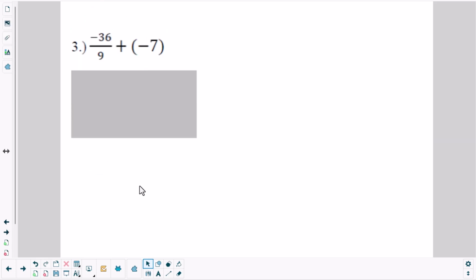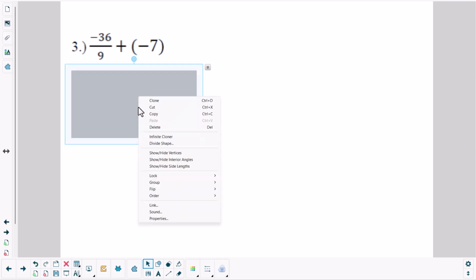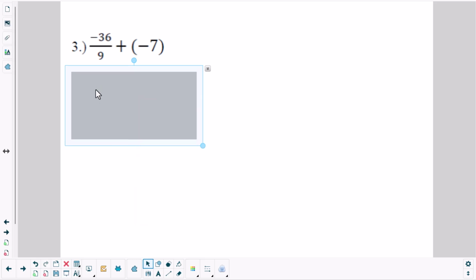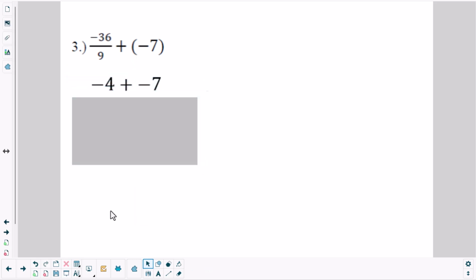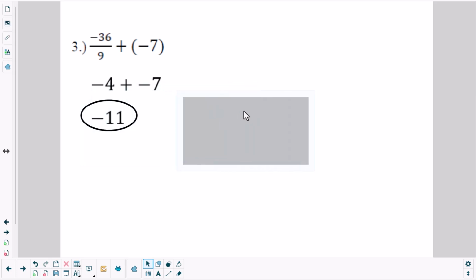Number 3, we're rolling right along here. Here we have a fraction, but remember that fraction represents division, so that should be the first thing I do. -36 divided by 9 gives us -4, since those signs are different. -4 plus -7, add 4 and 7 to get 11. Negative plus a negative, negative. Our final solution will be -11.